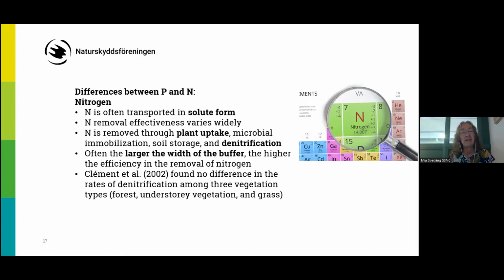And Clement and his cooperators found no difference in the rate of denitrification among three different vegetation types. They compared forests, understory vegetation, and grass. So many different types of vegetation can function for removal of nitrogen. The most important thing is actually how broad the buffer strip is.